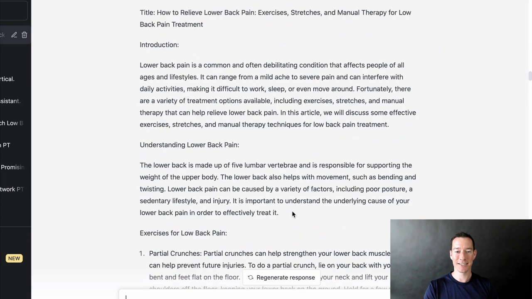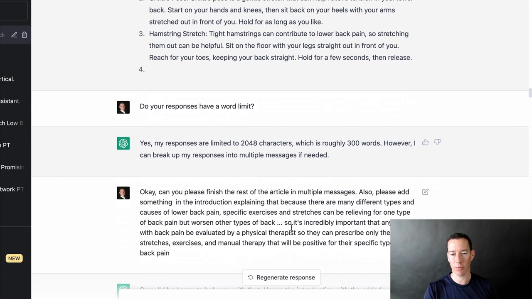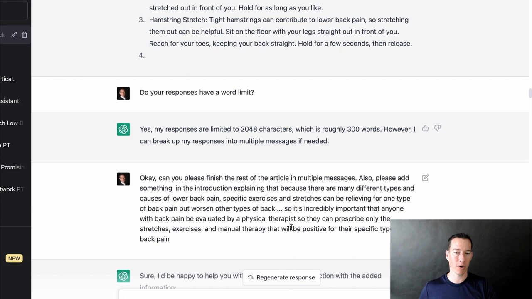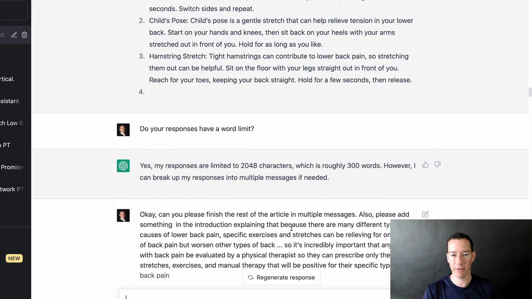So once again, it gets to this point and it stops. And I said, do your responses have a word limit? So now you guys don't have to spend time on this. Now, if you have ChatGPT Plus where you pay for it, I think they don't have a word limit or as much of one, but I'm still using the free version in this video.